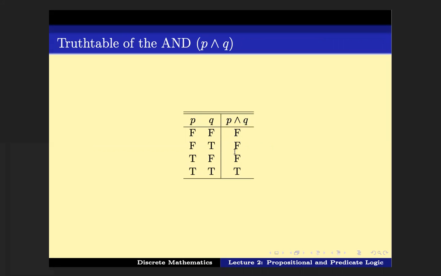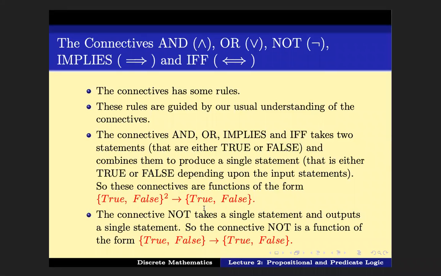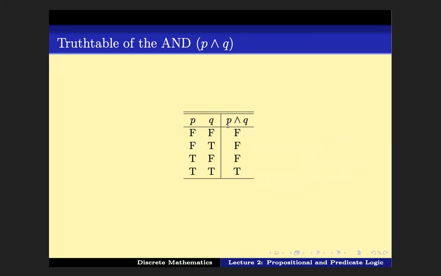So this is what is called the truth table of AND. The truth table, you remember, is a function. This is a connective, right? AND is a connective in which it is taking two statements, P and Q. P can be true or false, Q can be true or false. And in that case, P and Q becomes a single statement which is either true or false depending on what the initial statements' correctness is.